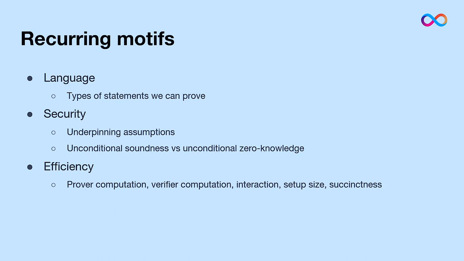There are some recurring motifs that I'll try to draw out in this talk, namely the choice of language, which kind of statements you want to prove, the type of security that you get from these proof systems, and the efficiency that you get from them. There are many more things I could look at. I could look at the properties of the proofs of knowledge, simulation soundness, and all that kind of stuff, but I only have so much time.